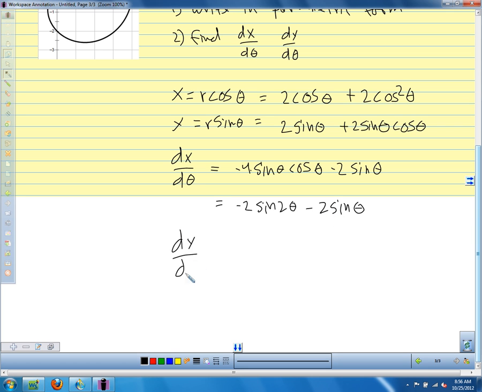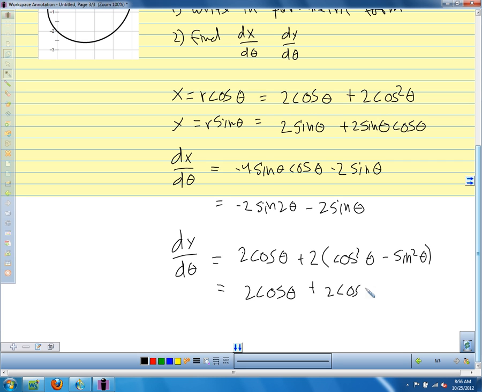dy d theta equals, when I simplify this out, when I take the derivative, I end up with 2 cosine theta plus 2 times cosine squared theta minus sine squared theta. And I'm going to use an identity here as well. And I get 2 cosine theta plus 2 cosine 2 theta. Just want everything represented in terms of one function. So this is a trig identity, and this is a trig identity as well. So now I have both my derivatives, and I can do my calculations.